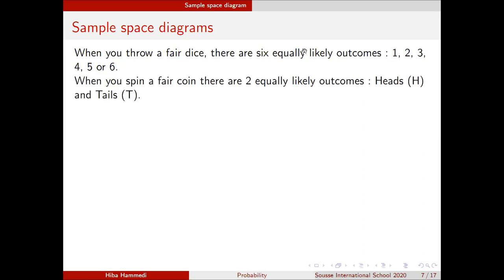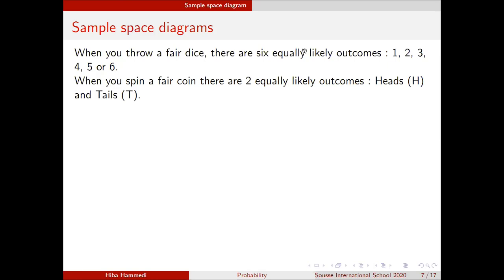Now, if I spin a coin or flip a coin, I can get 2 possible outcomes, heads or tails. Okay, so I have 2 possible outcomes. They are equally likely to happen outcomes. And since nothing is special about having heads or tails, the 2 faces are similar.